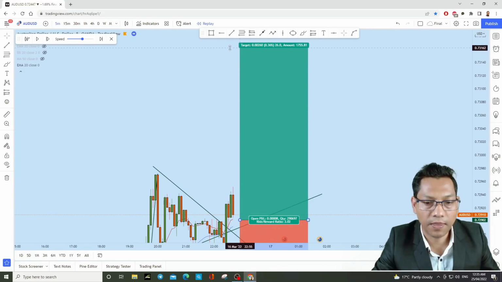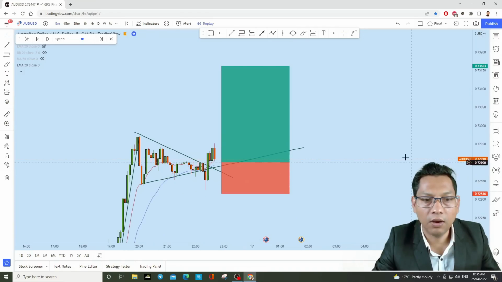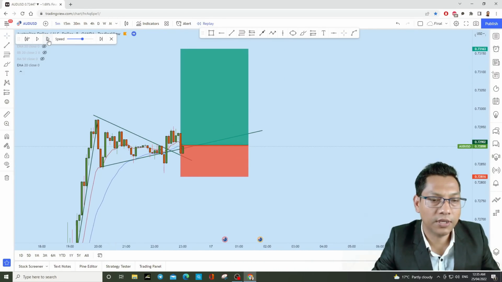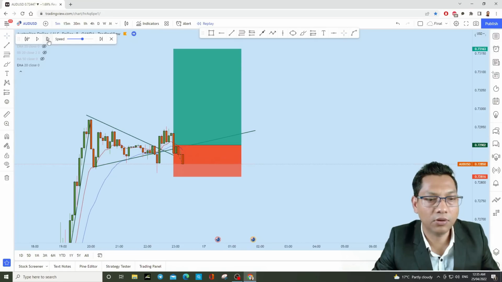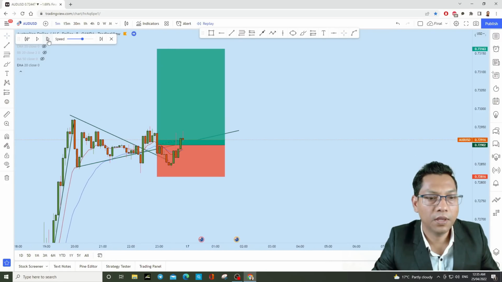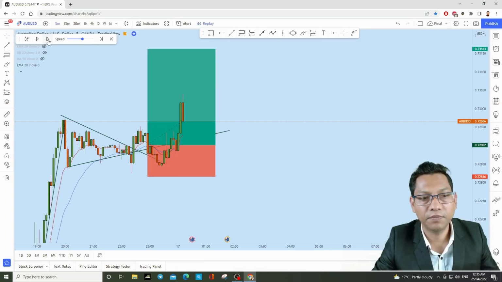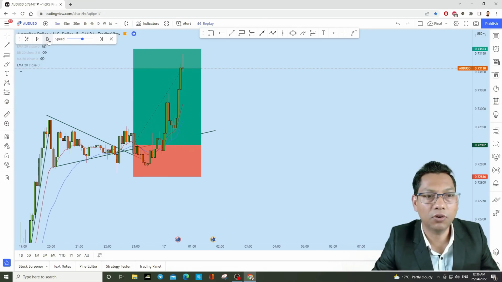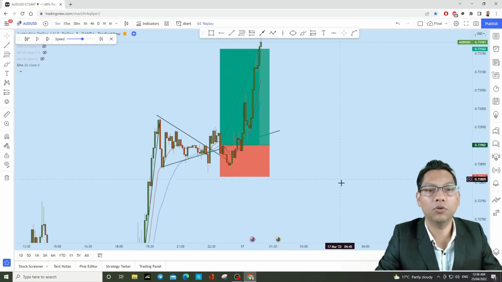Let's see how it goes on. Now let's replay the chart. It triggered, but it could even hit our stop loss. Let's see. It started to push up. See, you have to be patient. You have to keep faith and patience, and at the same time manage your risk. All right, it hit our profit target.